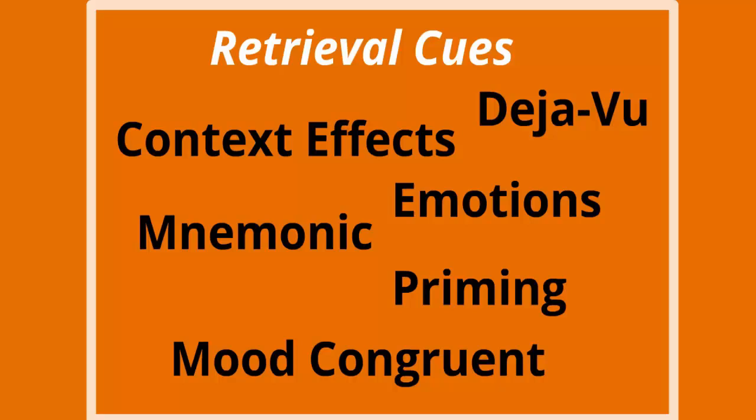Deja vu happens because we were probably in a context similar to one where we've been before, so the current situation is loaded with similar cues that we've been here before. And emotions are good retrieval cues. Memories tend to be mood congruent. We remember happy events when we're happy and sad events when we're sad.